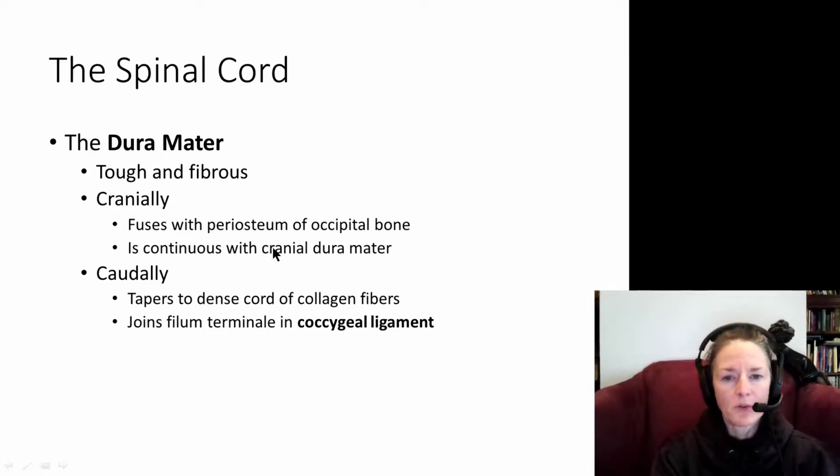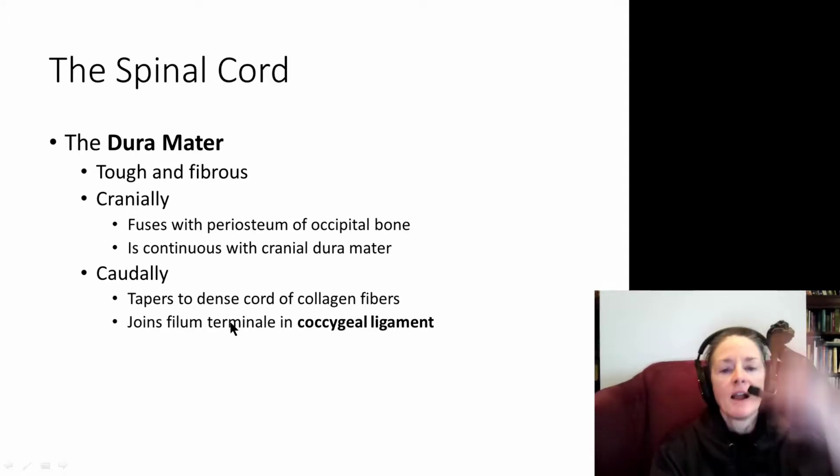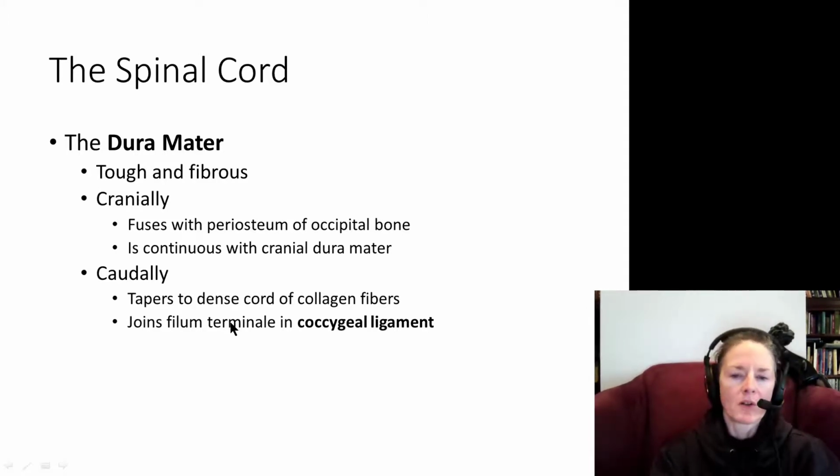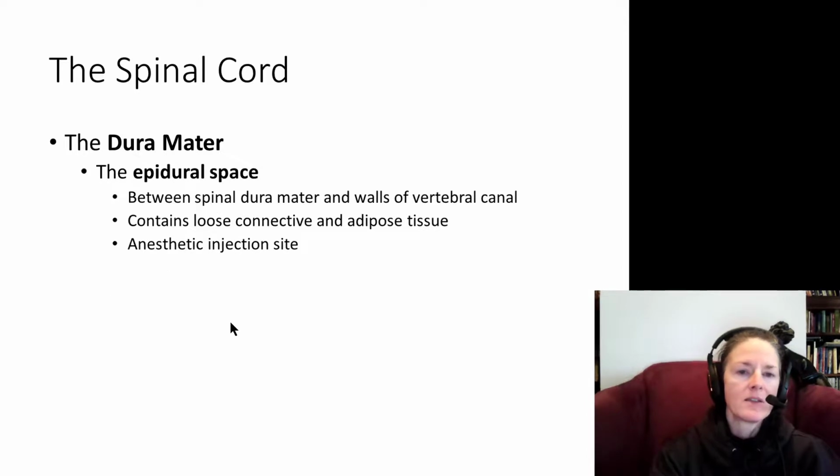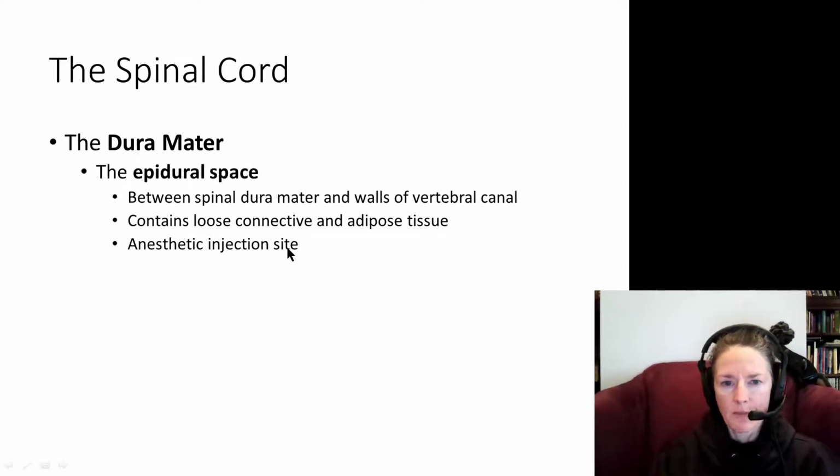That's going to be continuous with the cranial dura mater. Caudally, it's going to taper to form this cord of collagen fibers. That's going to become part of the filum terminale, that cord that anchors the spinal cord to the coccygeal ligament. The epidural space is that space between the dura mater and the walls of the vertebral column. As we said, this is going to contain our loose connective tissue and adipose tissue.